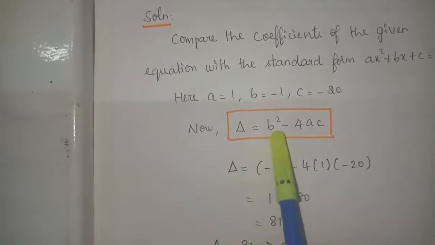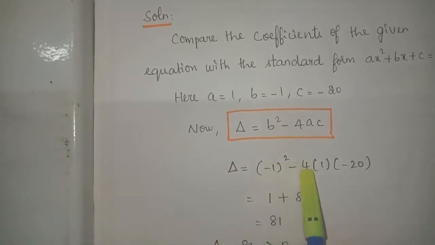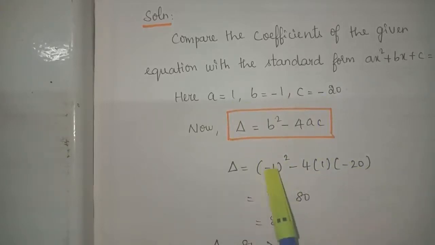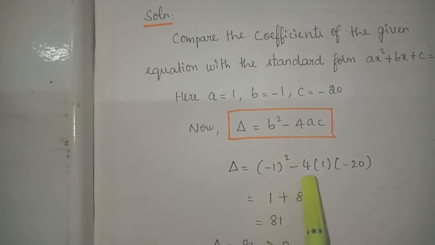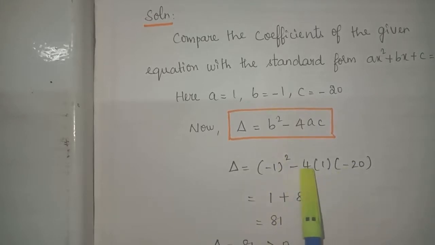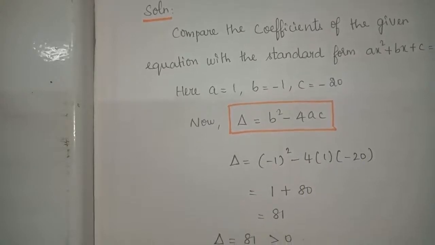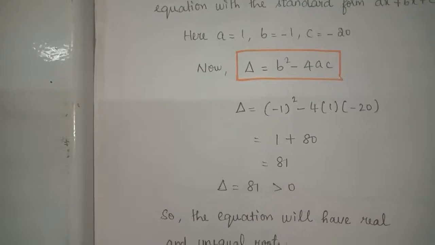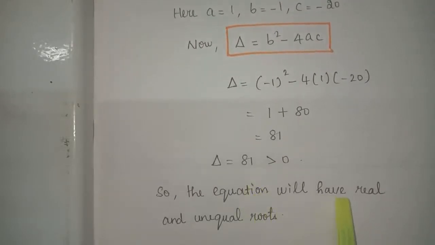So delta = b value is −1, so (−1)² − 4 into a value is 1 and c value is −20. So (−1)² is nothing but 1, minus into minus plus, 4 into 20 is 80. So the value for discriminant, that is delta, is equal to 81, which is greater than 0. So the equation will have real and unequal roots. That's all. The given quadratic equation you have to find the nature of roots.